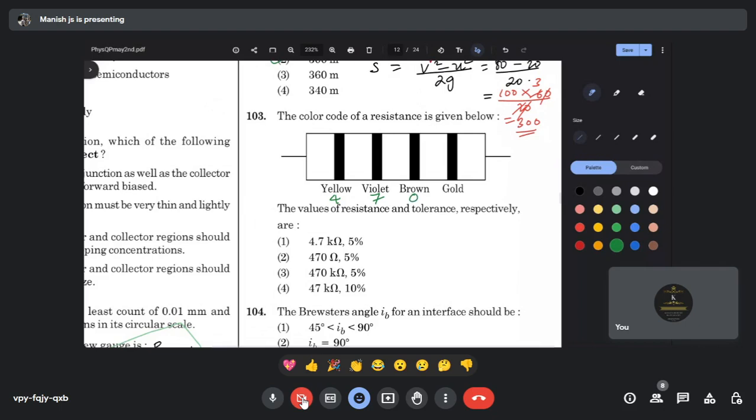Then gold? 5% tolerance. Gold is the tolerance. Always gold and silver are the tolerance bands. Okay? Yes. That's it. So you are going to express it as the color code of the resistor. So tolerance we always say plus or minus. So therefore 5%, yes, 5% is there in most of the options. So 4, 7, 0. Now whether it is kilo or whether it is ohms, again you will have to be careful there. So because here do you get kilo?